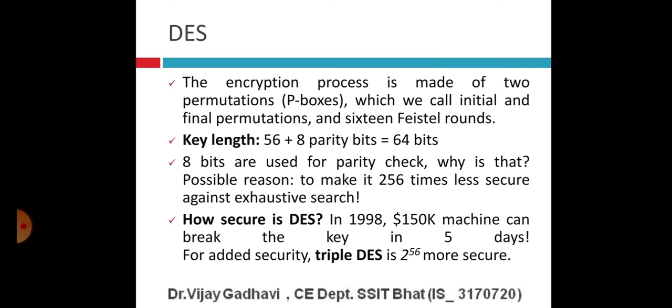Then the encryption process in DES is made of two permutation P-boxes, which we call the initial and final permutations, and 16 Feistel rounds. Here we can see the key length is 64 bits, of which 56 are key bits and 8 bits are considered parity bits. 8 bits are used for parity check. What is the possible reason? It makes it 256 times less secure against exhaustive search.